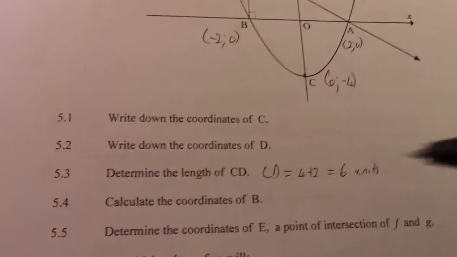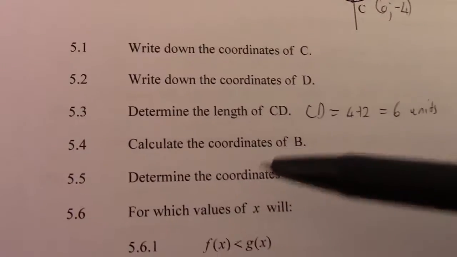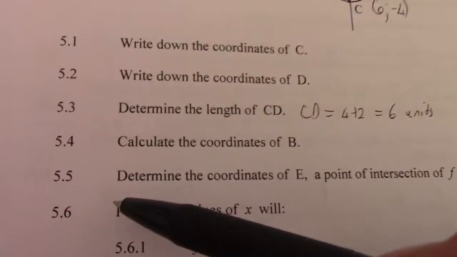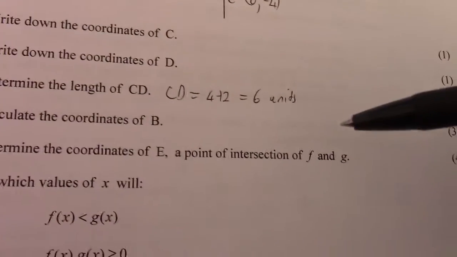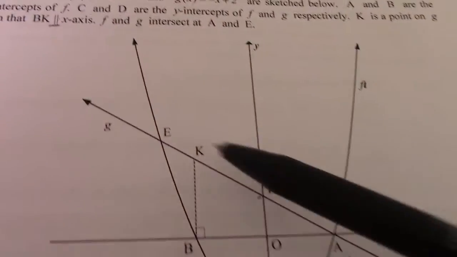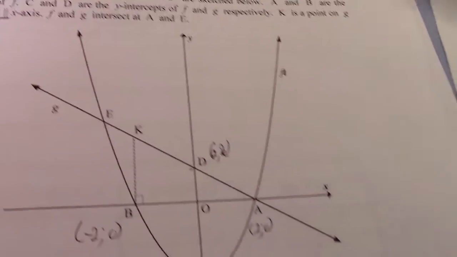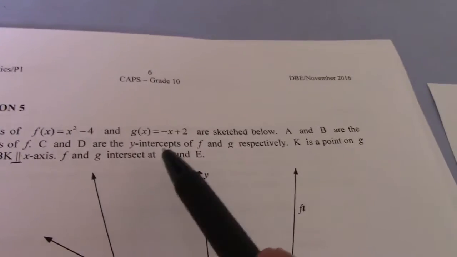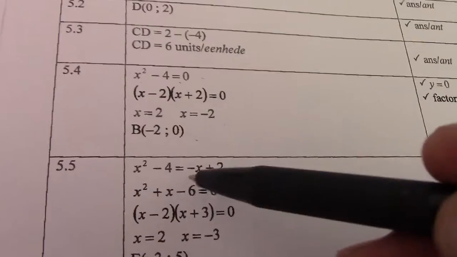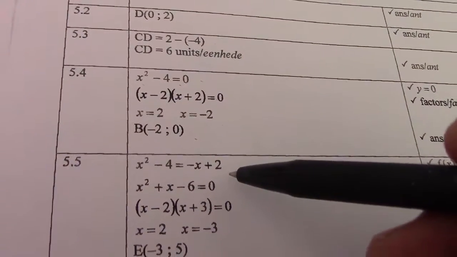Right, November 2016, question 5, part B. So now 5.5, they want the coordinates of E, a point of intersection. Whenever two graphs meet, you see that E and A. To find that, we take the two equations given and we make them equal to each other. So x squared minus 4 equals minus x plus 2.